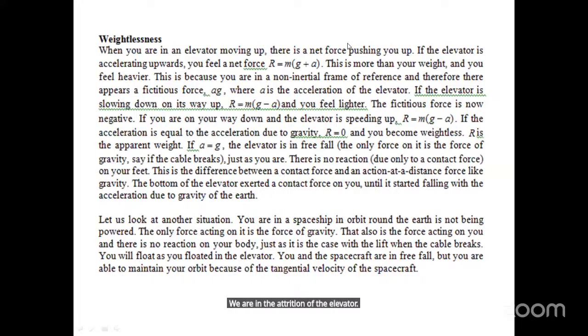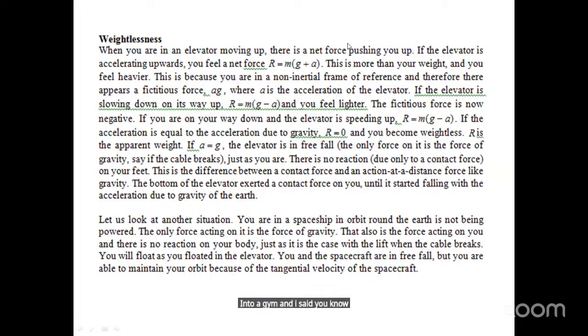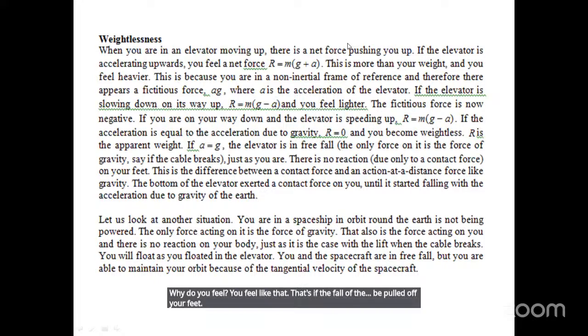If the elevator is slowing down on its way up, then R will be equal to m into g minus a. We said a will be negative, downward. How do you feel? You feel lighter, as if the floor of the lift is being pulled off your feet. Who has experienced that?